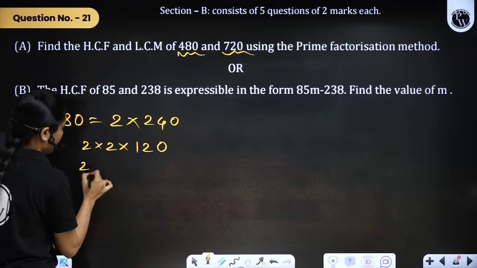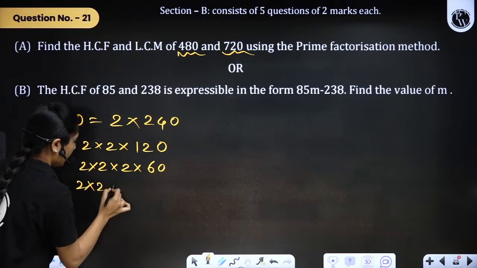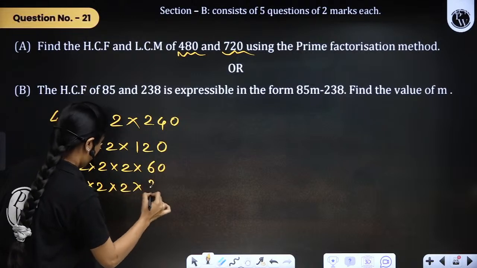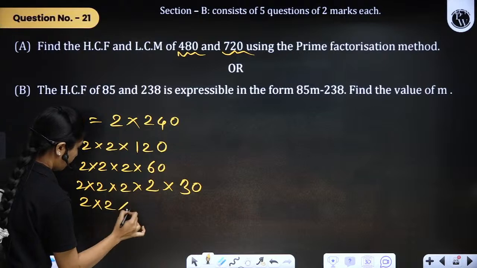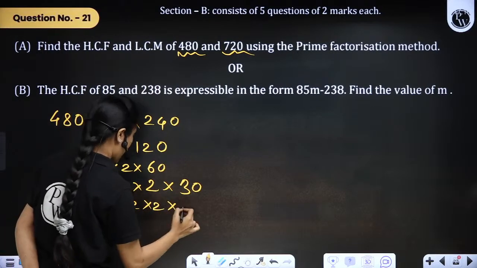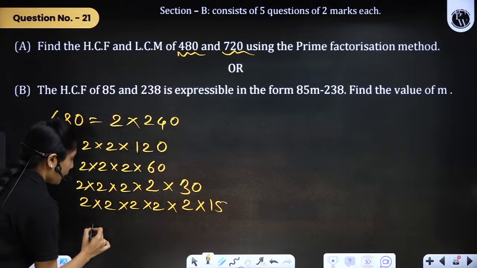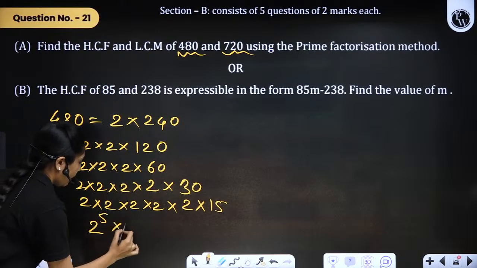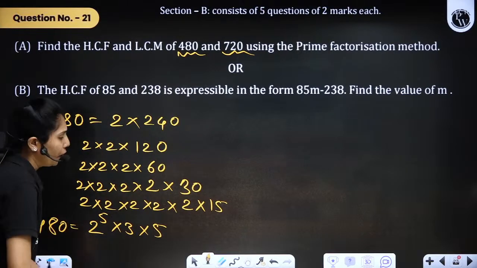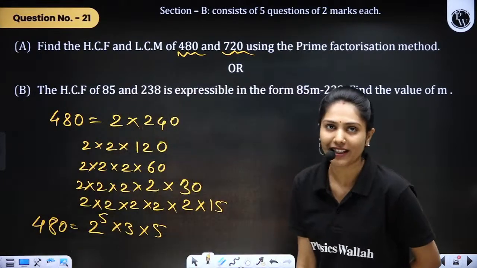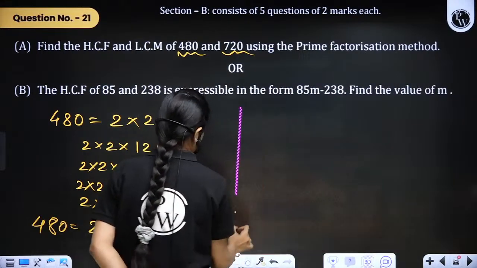So it's 2 into 2 into 2 into 60. 2 into 2 into 2 into 2 into 2 into 30. Then 2, 2, 2, 2. And again 2 into 15. So it's 2 five times into 3 into 5. That's the prime factorization of 480. So it's absolutely correct, beta. Then the prime factorization of 720. What should be the prime factorization of 720, beta?